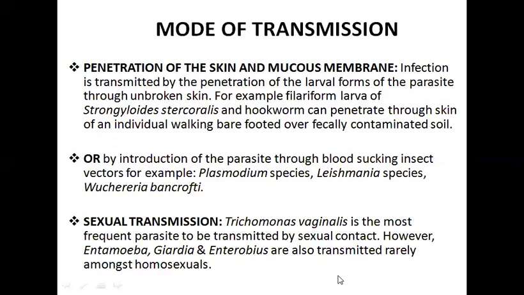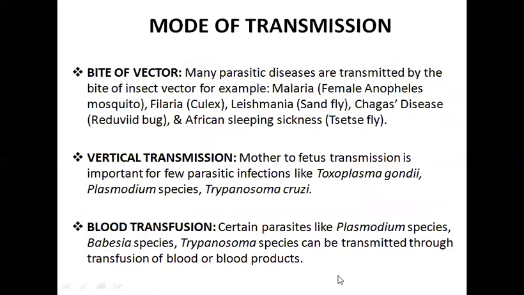Then, parasitic infections can also be transmitted sexually, for example, in case of Trichomonas vaginalis. Parasitic infections can also be transmitted by the bite of a vector, like in many parasitic diseases. For example, malaria, which is transmitted by the female Anopheles mosquito, filaria transmitted by the Culex mosquito, leishmania transmitted through the sandfly, Chagas disease through the reduviid bug, and African sleeping sickness through the tsetse fly.